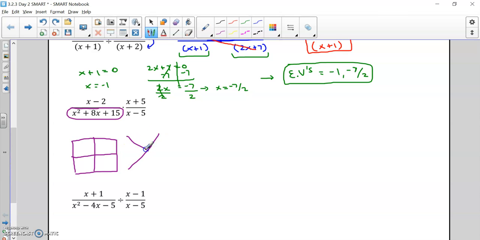Make our diamond. So x squared goes up top left, 15 down here, 15x squared at the top, 8x down here. It's a really ugly 8.